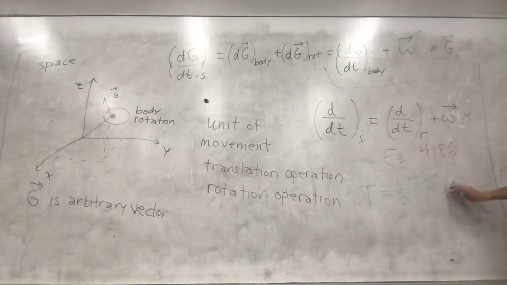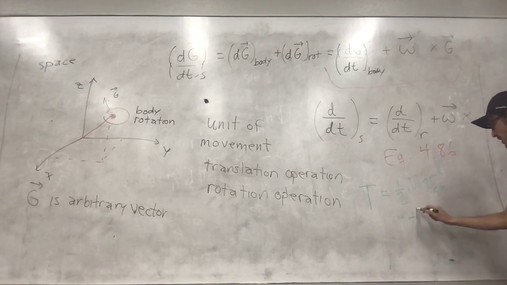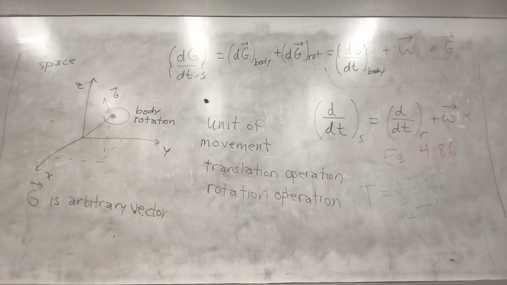m, this is the velocity of the center of mass squared, plus a kinetic energy that is going to be in terms of what? So this gives you the translation. What gives you the rotation? So phi, theta, and psi, the other angles.